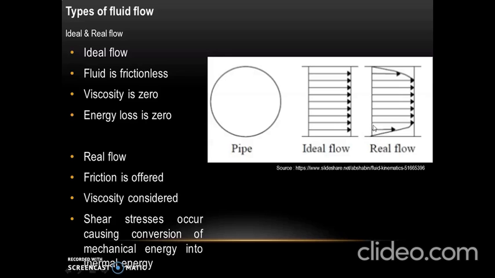But for real flow, since there is friction being offered by the material of the pipe onto the liquid, at the point of contact, velocity is 0, and as we move away from the material of the pipe, the effect of friction reduces. In real flow, friction will be offered and viscosity is considered. Shear stresses occur, causing conversion of mechanical energy into thermal energy.